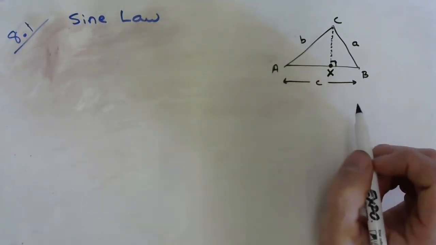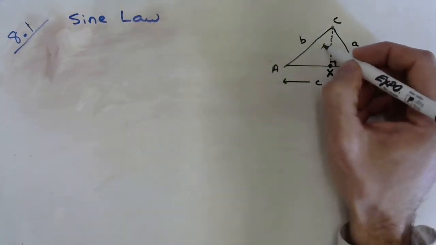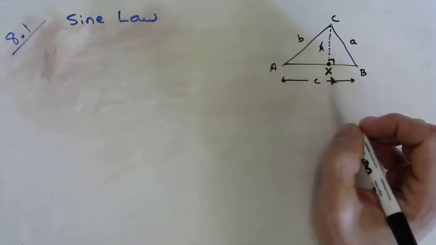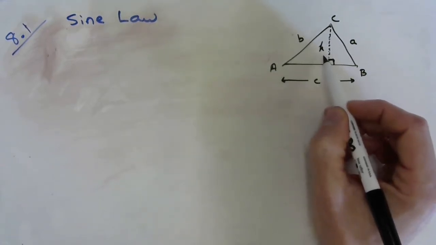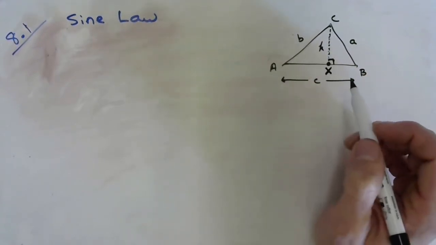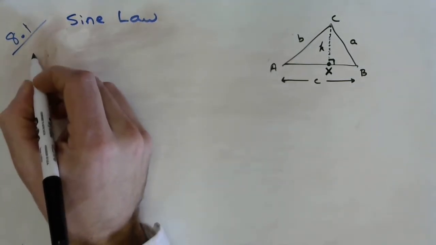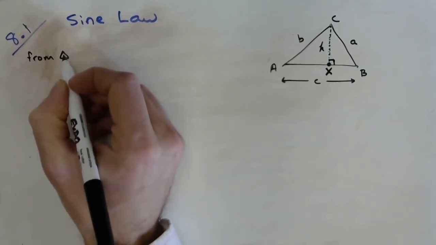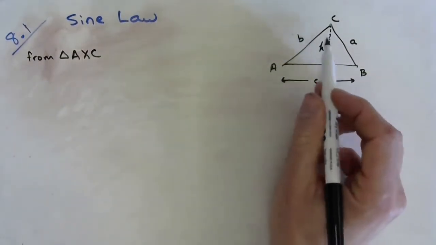Now, what do you know about these two triangles? Do they have anything in common? Yeah, just like we did an example a little while ago, they share the height. So we're going to use the same concept: we're going to get an expression for h from both triangles, and that's going to help us to develop the sine law. You should definitely be writing this. First we're going to look at triangle AXC, that's this piece on the right hand side here.